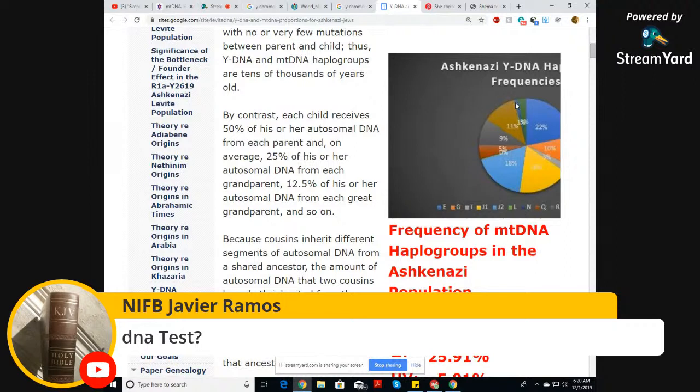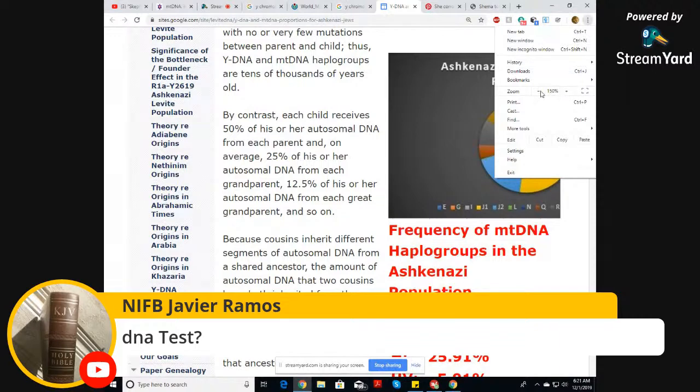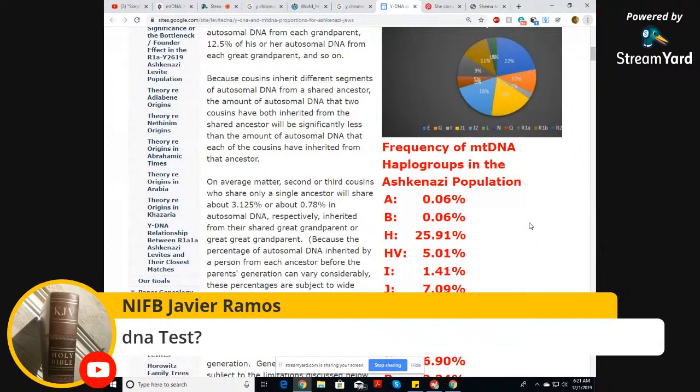The N over here is Japhethite. The L is Japhethite. The R is Japhethite. And so on. Yeah, all these R's and stuff. Okay, so it's fairly consistent there.